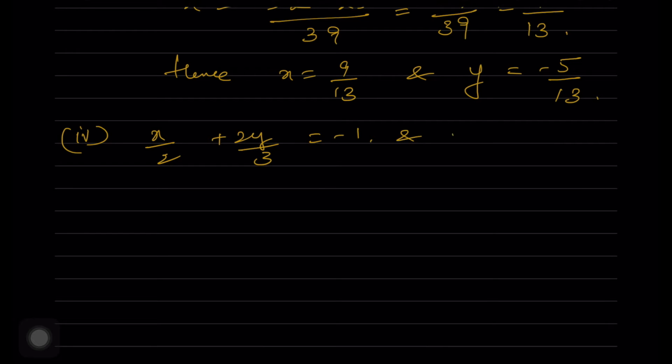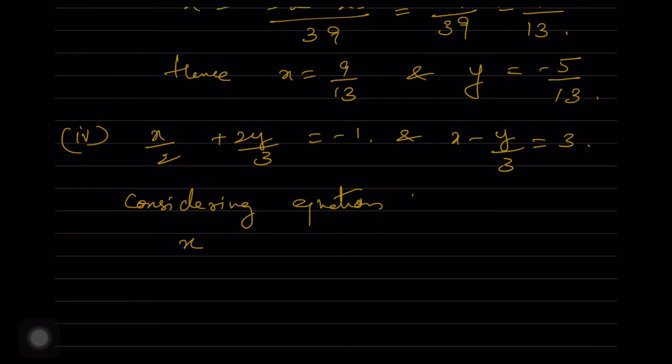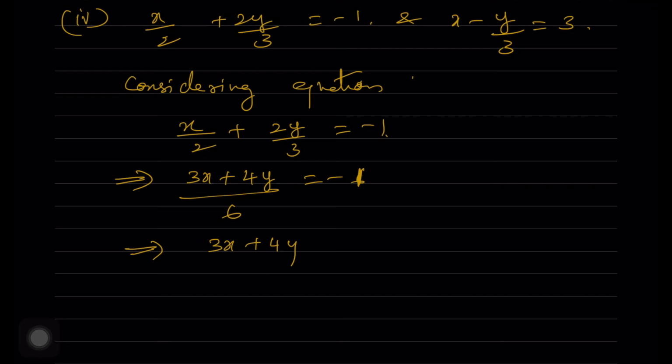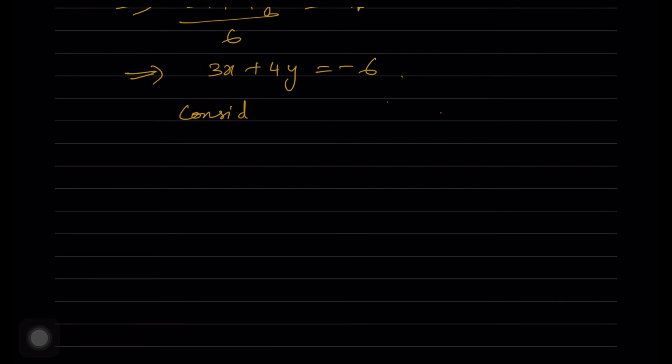So now going into the last problem: x by 2 plus 2y by 3 is equal to minus 1, and x minus y by 3 is equal to 3. Considering equation 1, x by 2 plus 2y by 3 is equal to minus 1, we cross multiply and get 3x plus 4y is equal to minus 6. As equation 1 we are going to consider it.